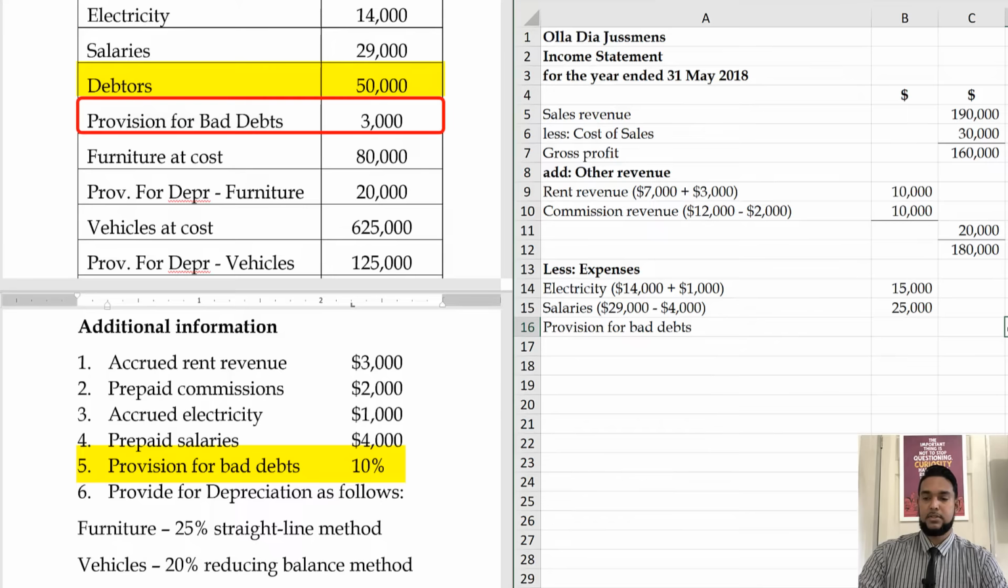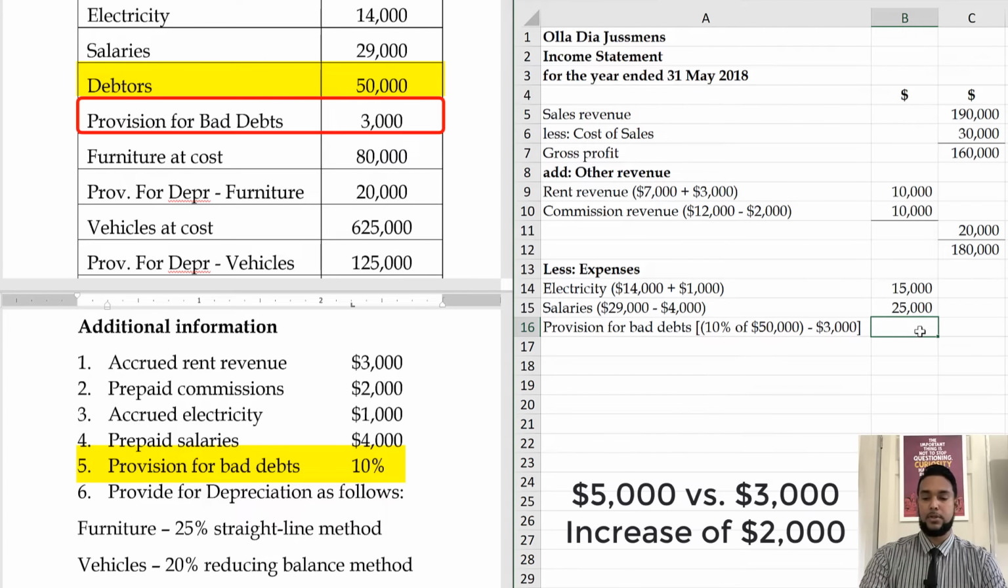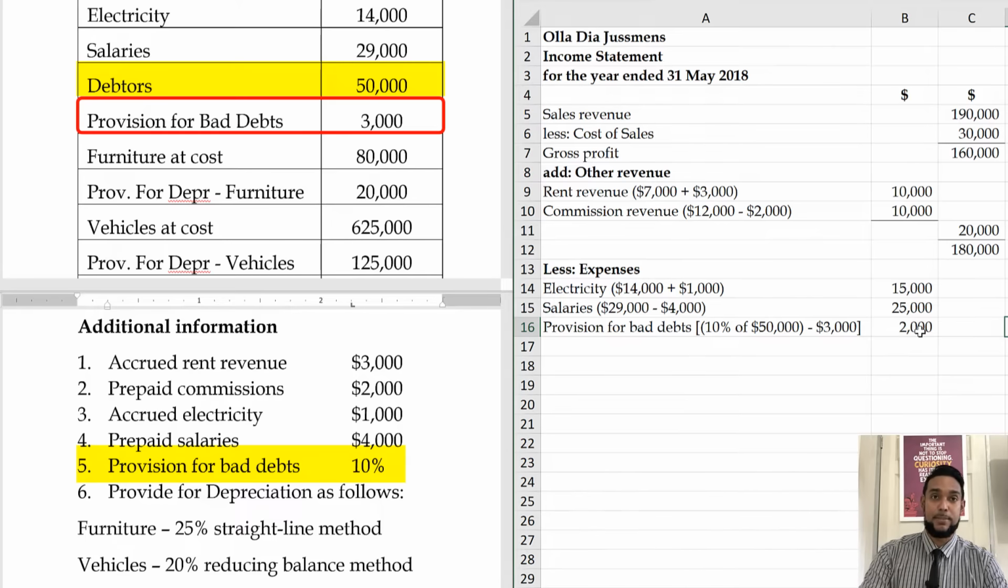So let's take a look and see how that calculation will look. 10% of 50,000 minus 3,000. 10% of 50,000 is 5,000. 5,000 is more than 3,000. How much more? $2,000. And that is the figure that goes in the income statement: the change in the provision from one period to the next.